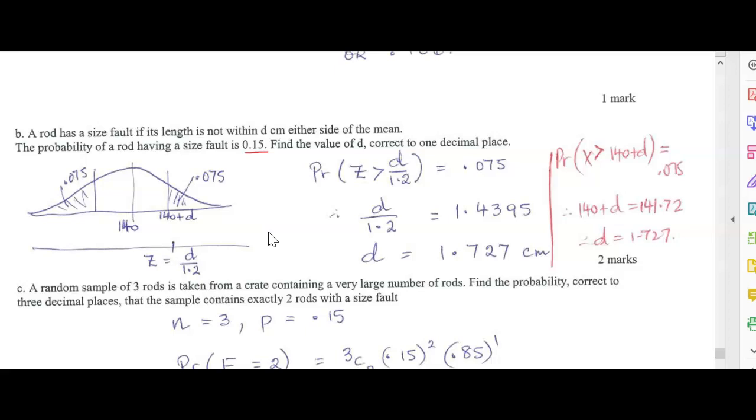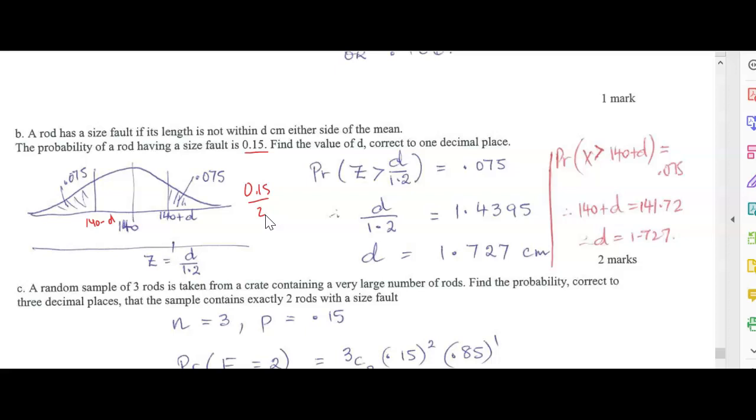Now, this diagram on the left side is probably where I want to start. So we know that 0.15 is if it's not within d centimeters of the mean, which is 140. So it needs to be between 140 plus d and 140 minus d. Now, the 0.15 is the probability of it having a fault. Now, because it's normally distributed, the 0.075 just comes from 0.15 divided by 2 because it is symmetrical. All right, so that's where the 0.075 has come from.